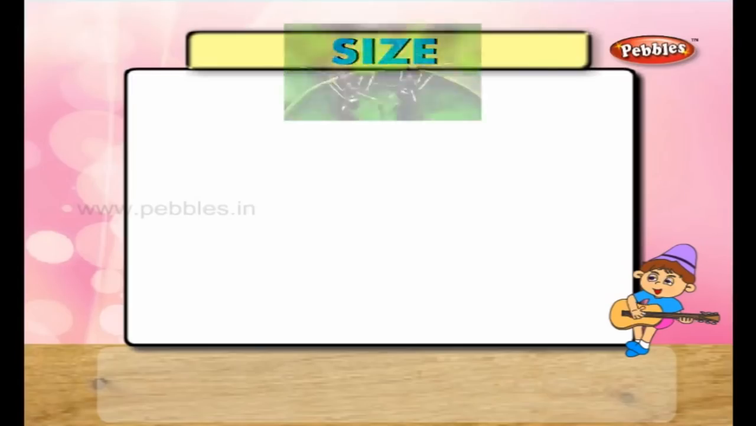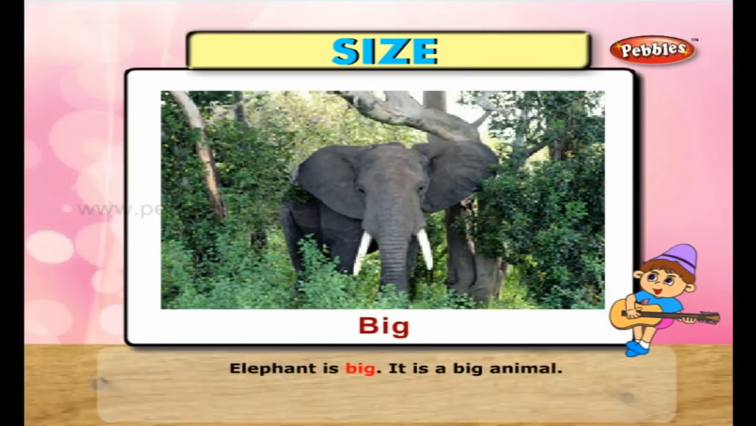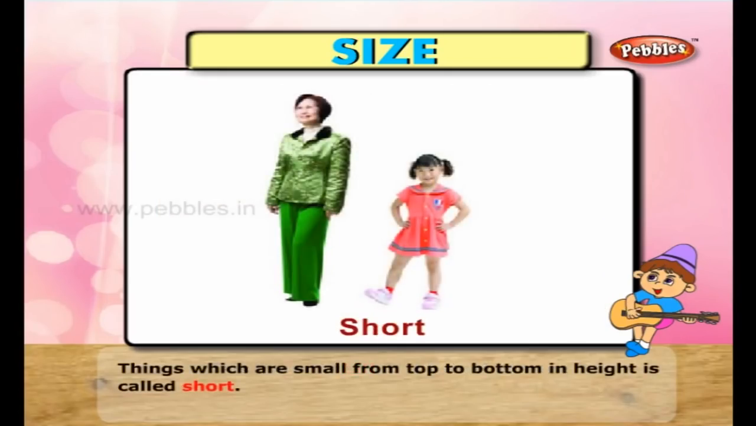Size. When you say big or small, you are talking about the size. Ant is small. It is a little insect. Elephant is big. It is a big animal. This star is tall. Its height is more. Things which are small from top to bottom in height is called short.